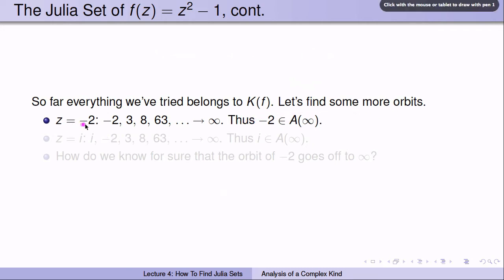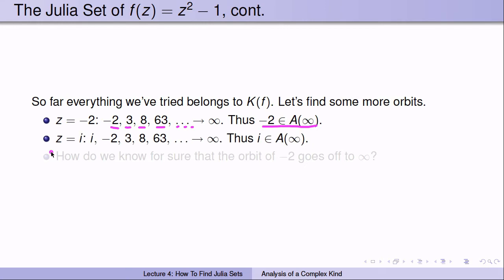How about z equals -2? -2 squared is 4, minus 1 is 3. 3 squared is 9, minus 1 is 8. 8 squared is 64, minus 1 is 63, and so forth. It looks like this is an orbit that has a chance to go off to infinity. So we think that -2 belongs to A of infinity, because that just keeps getting bigger and bigger and bigger.